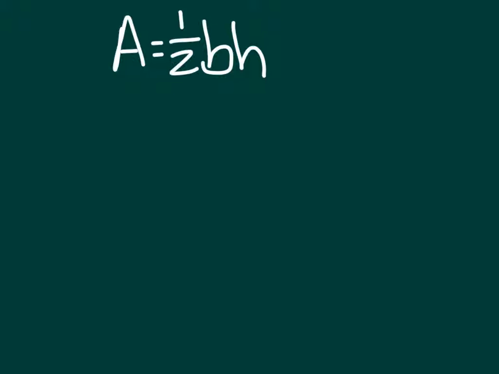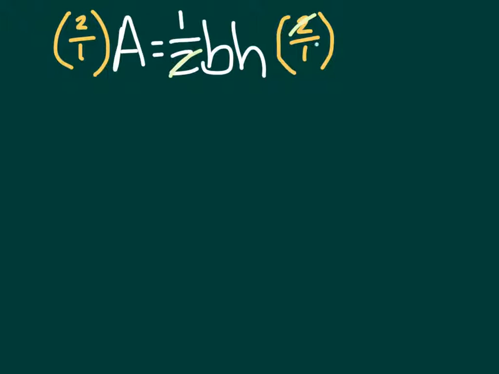If I want to get h all by itself, the first thing I notice is this 1/2 here, and that is a problem, isn't it? So I need to get rid of that 1/2. To get rid of it, I have to do a special thing called multiplying by the reciprocal. The reciprocal is when you take the fraction and turn it upside down. Now, in effect, the 2's cancel here, and the 1's cancel there. All we have left on this side is just b and h.